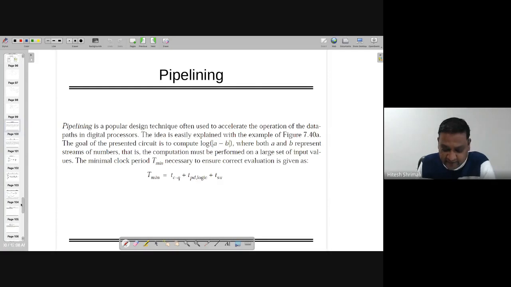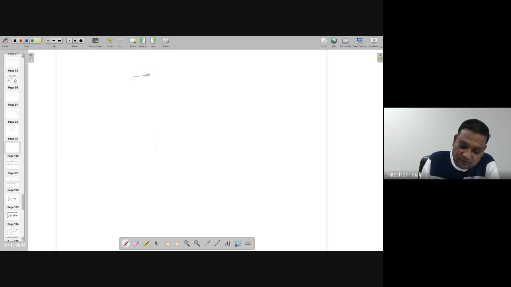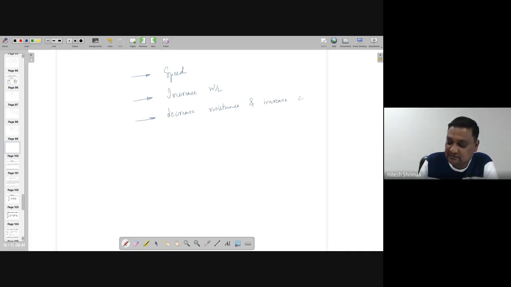Now, the next part is pipelining, and what we exactly want to do. We want to increase the speed, but if you want to increase the speed, you need to increase W by L, right? If you increase this, it will decrease resistance and increase capacitance, right? So this way we are increasing the power consumption.